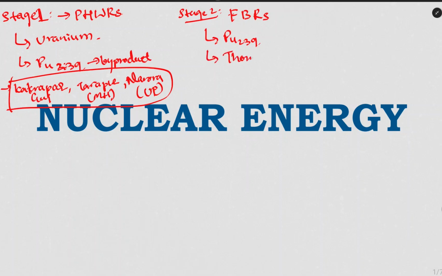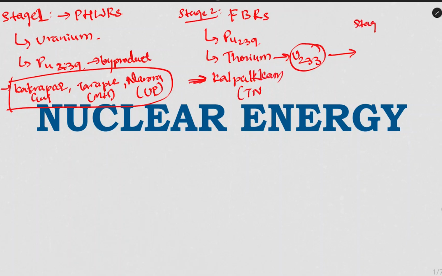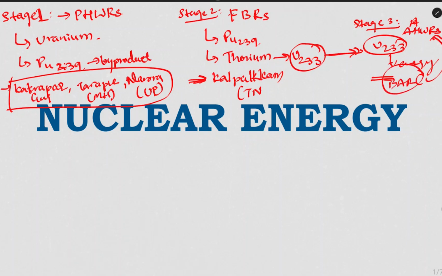FBRs also use thorium. In the process, thorium is converted into uranium-233, which is a new nuclear fuel which will be used in the next stage, means in stage 3. These reactors are present at Kalpakkam in Tamil Nadu. Now in stage 3, we use advanced heavy water reactors, which use this uranium-233 as a fuel to produce the energy. And these reactors produce lesser nuclear waste and are also safer. The Bhabha Atomic Research Center is working on these advanced heavy water reactors.